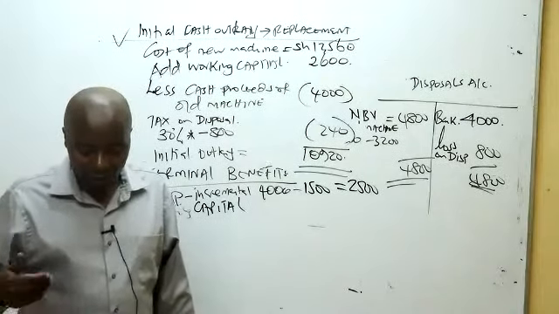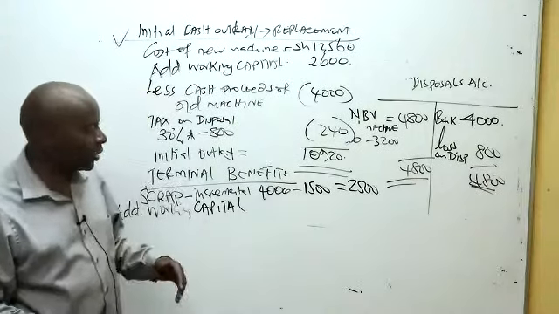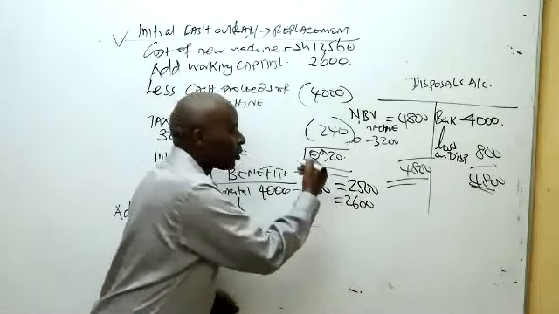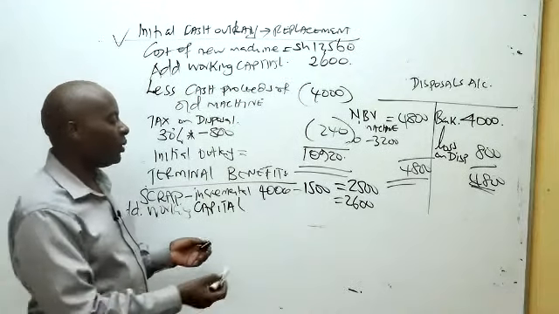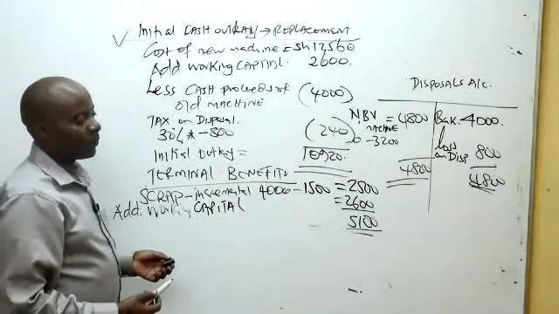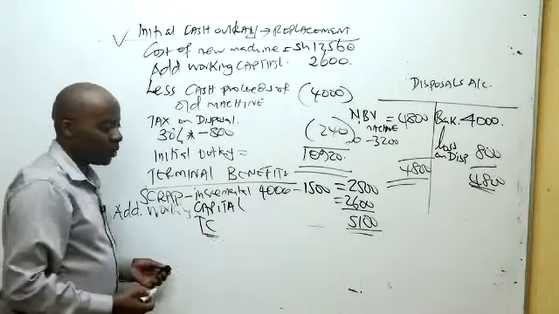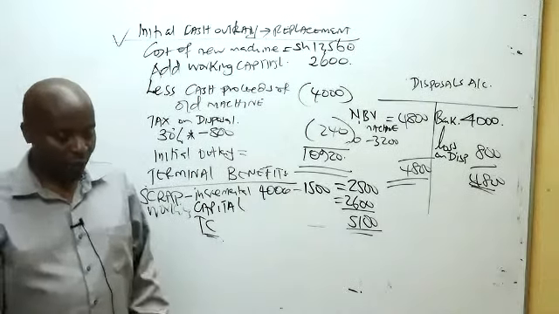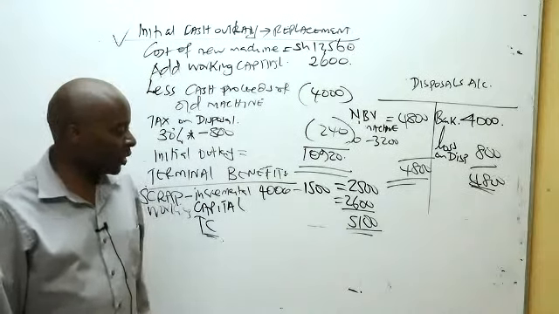The new machine will also require an additional increase in working capital. You can see it's already an increase. So the increase, don't subtract there, it's an increase. So we have what there, somebody? 2,600. And that will be the total cash flow, which is 5,100. So this is what we call the terminal cash flow. The terminal cash flow is 5,100.